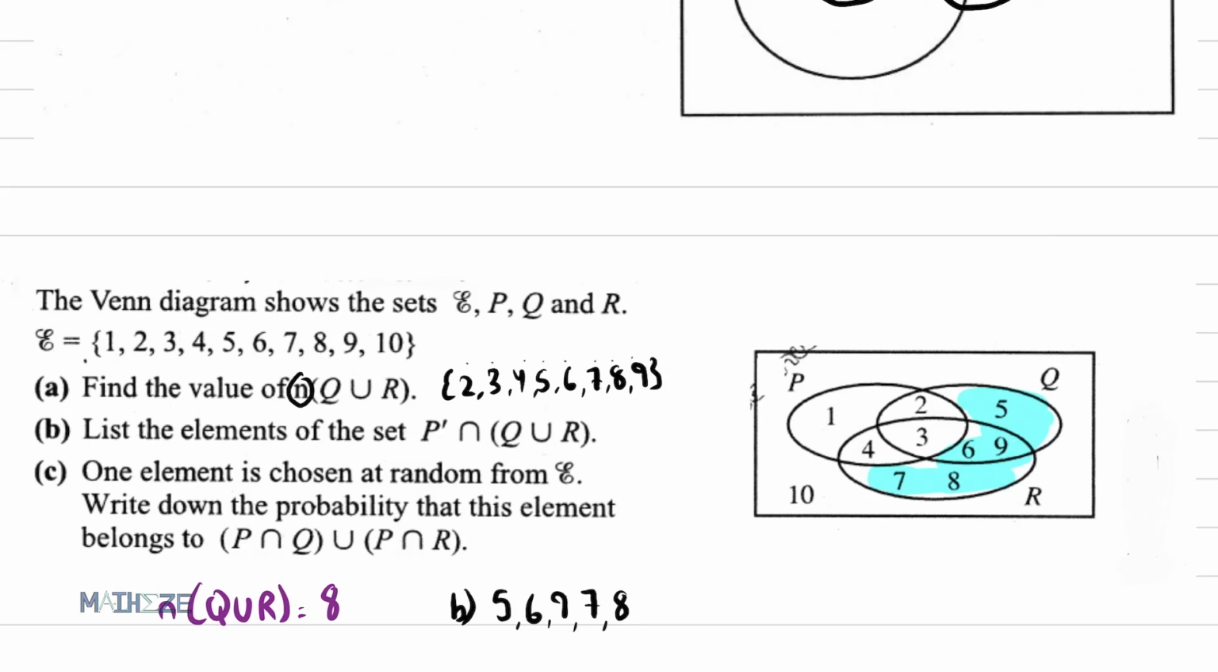Then it says one element is chosen from the universal set. Write down the probability that this element belongs to P intersection Q union P intersection R. Okay. So P intersection Q is this one and union P intersection R is this one. So how many elements are there? 3. And how many total elements are in the question? It's 10. What is the formula for probability? It's favorable outcome upon total outcome, right?